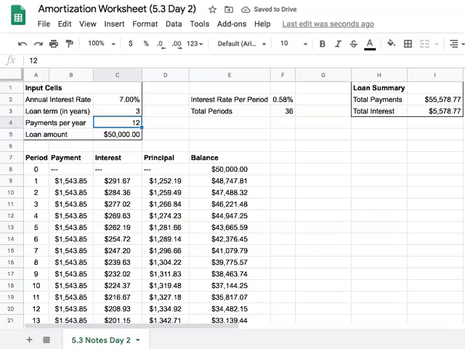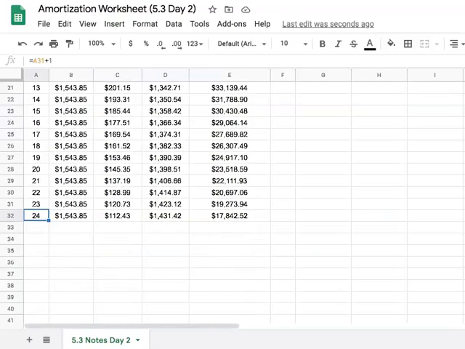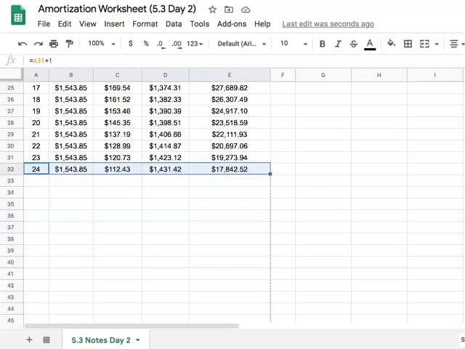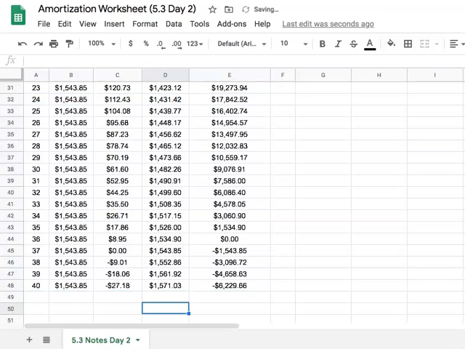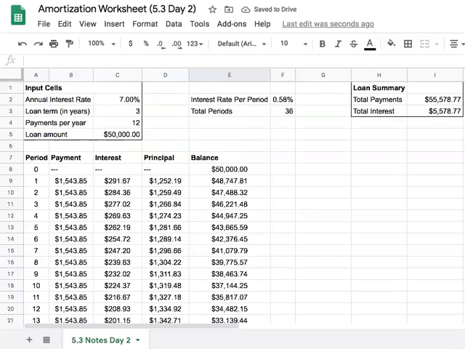Now, the only thing that you need to take care of here is you're going to need to extend this to go to 36. All right, and at 36, you can see here, now the balance is 000, and now we can look at the total payments, total interest, and it's automatically calculated for you.